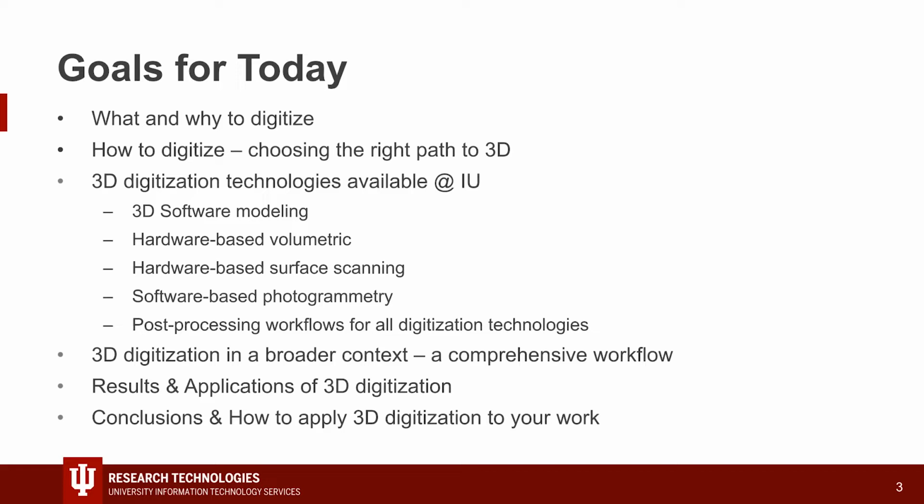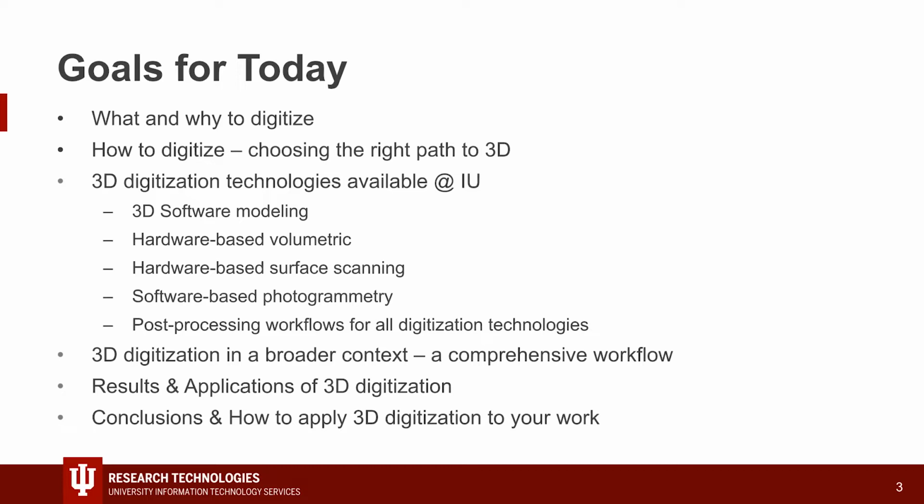And I can show you something that was done by Sketchfab where he just took a dimensionalization tool that they have. I don't think it's as detailed as what we're thinking. But how to digitize: choosing the right path to 3D. 3D digitization technology is available at IU in particular. So 3D software modeling, which will be Jeff, hardware-based volumetric modeling, Jeff, hardware-based surface scanning, Jeff, and then software-based photogrammetry, me, and then I'll talk a little bit about post-processing workflows.